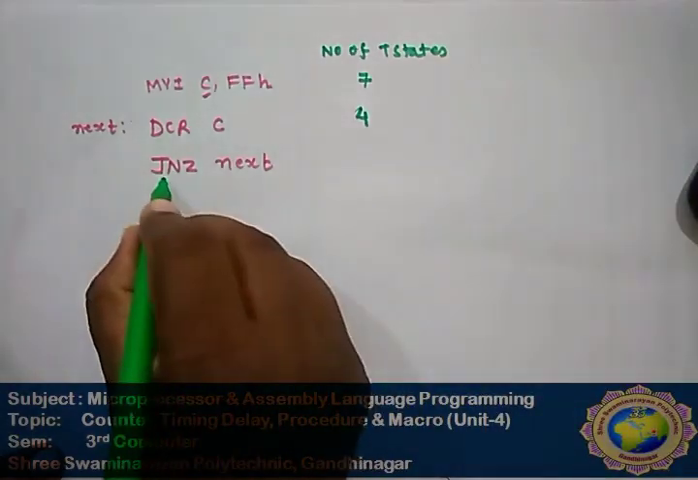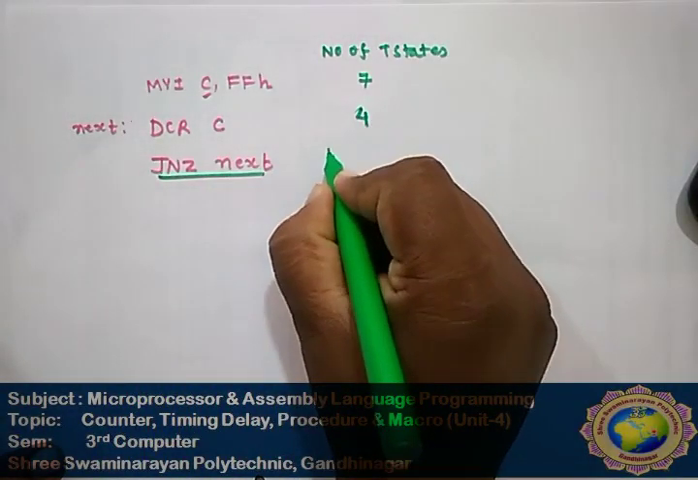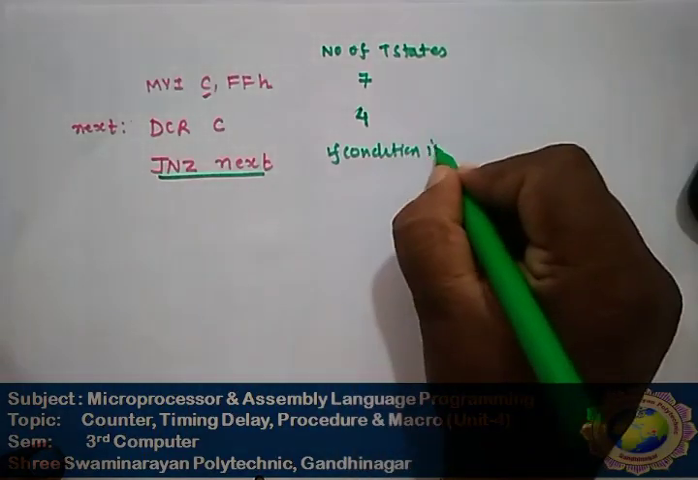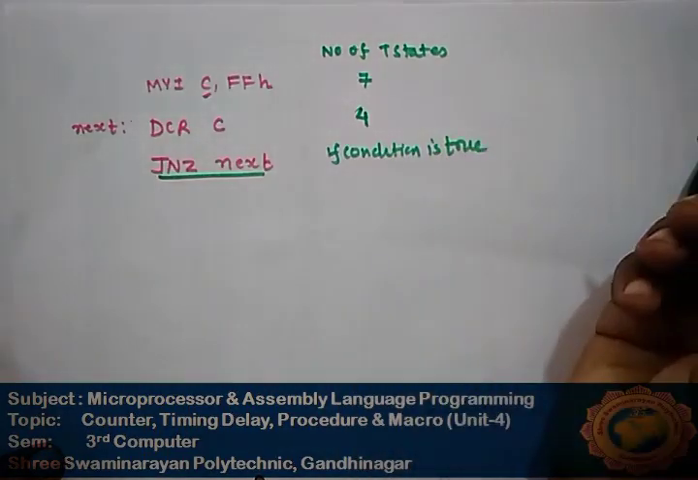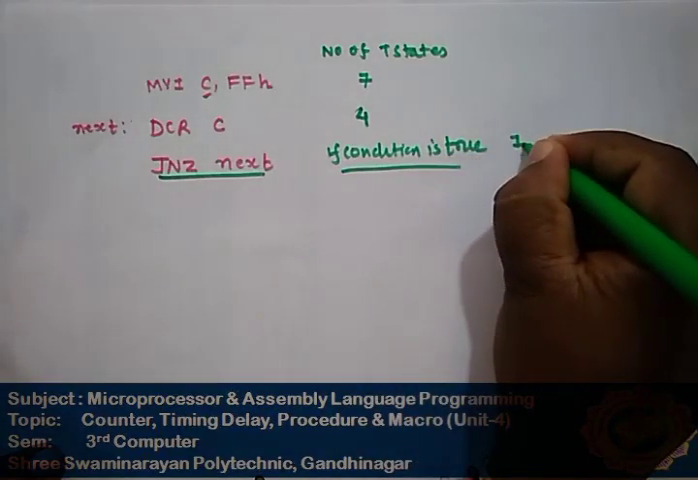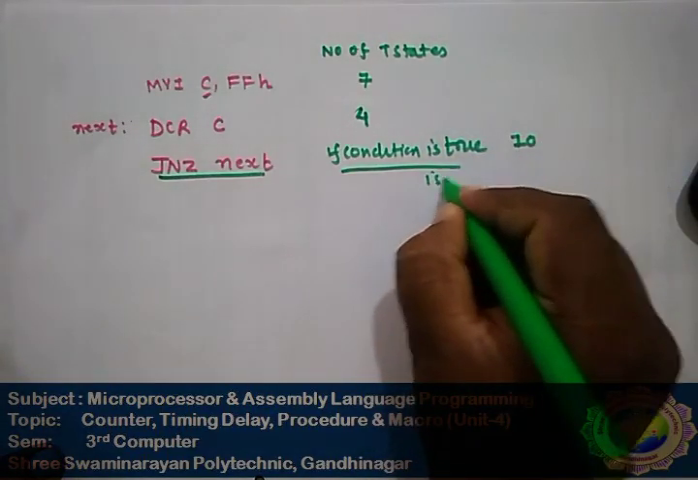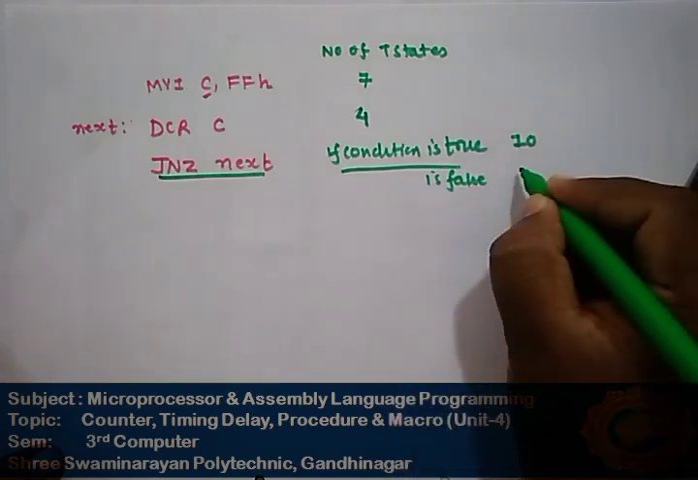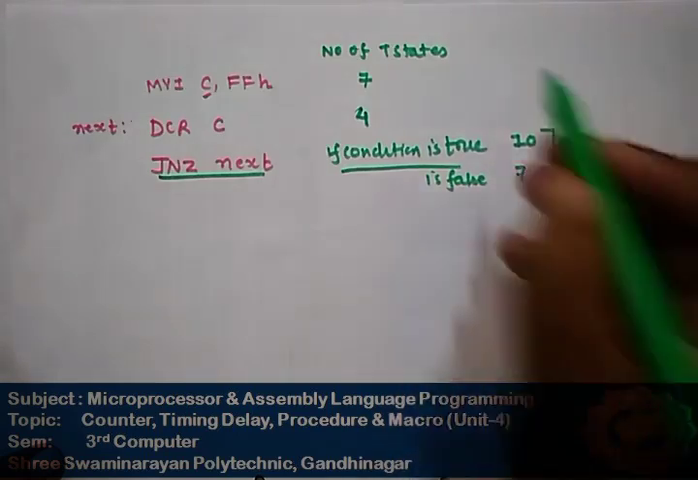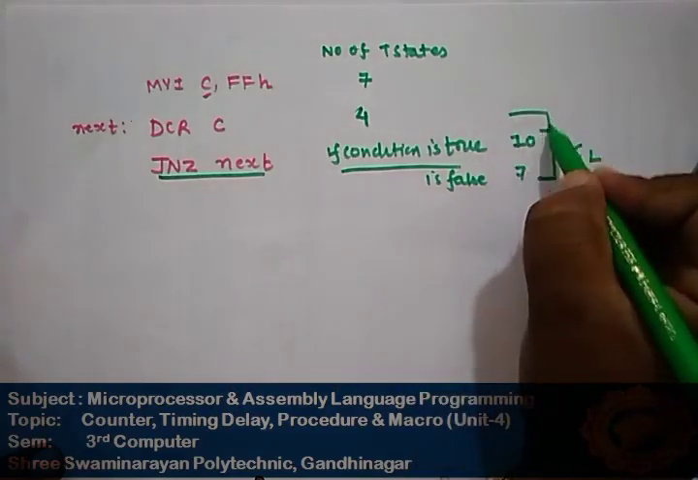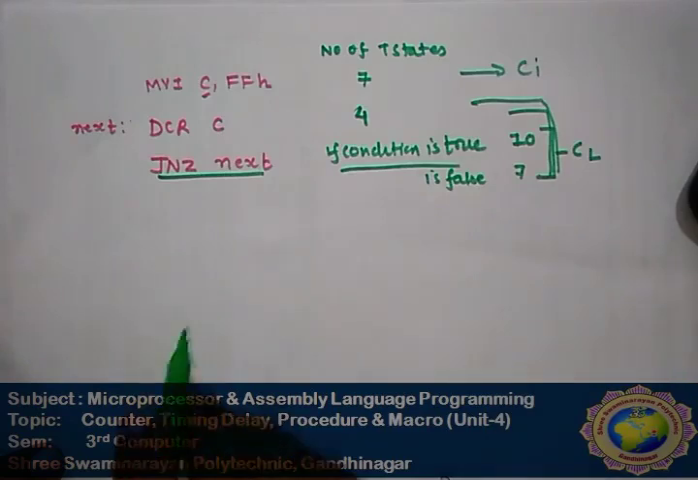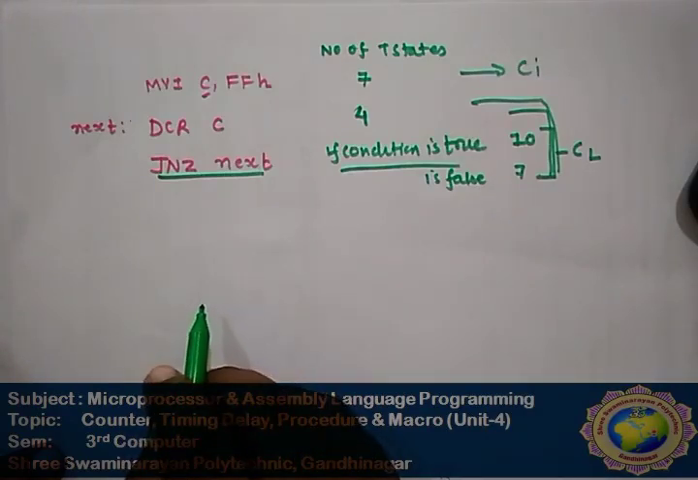T state. And jump if not 0: if the condition is true, then it requires 10 T states, and if false, then it requires 7. Okay, so this is known as a CL. Both are known as a CL, this is 4, and this is the initial count.